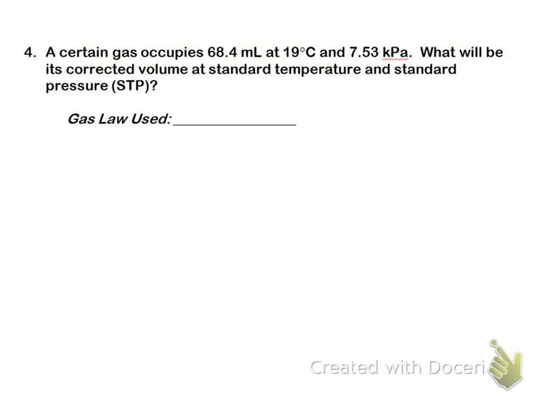All right, here we go. Step number 1. What do we do? Circle them and label them. A certain gas occupies this at this and this. What is the correct volume at standard temperature and standard pressure? This is why it gets a little bit more complicated.